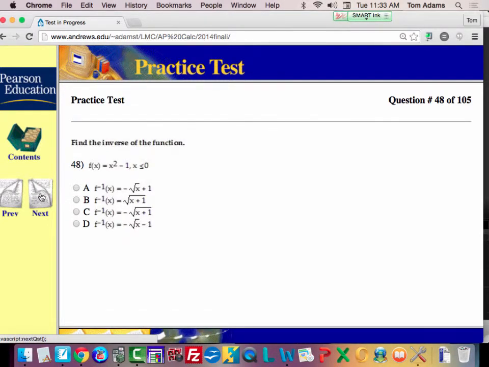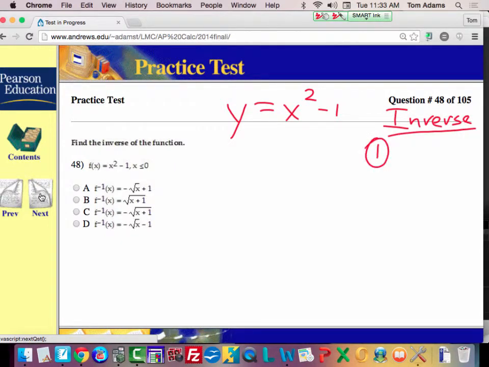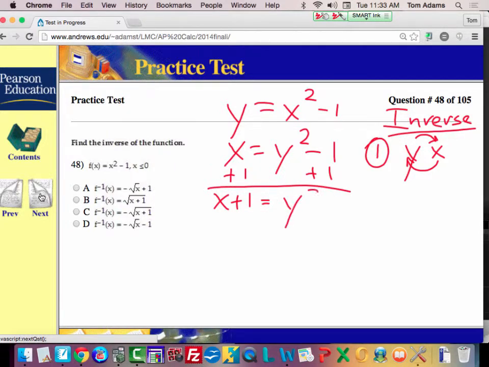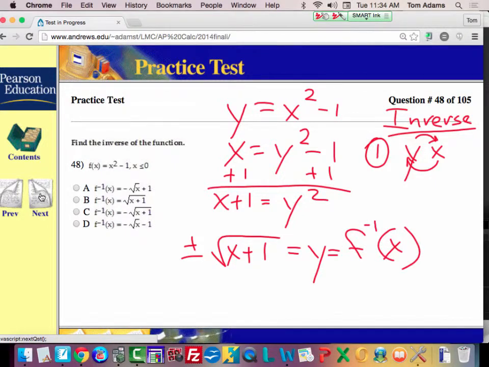Find the inverse function. Again, we're going to say y is equal to x squared minus 1 to find the inverse. Step 1, we're going to swap the x and y. So this becomes x is equal to y squared minus 1. Now we solve for y, add 1 to both sides. I get x plus 1 is equal to y squared, or plus or minus the square root of x plus 1 is equal to y. This is my inverse. Now we have a little bit of an issue here. Which one do we choose? Do we choose the principal or the positive?